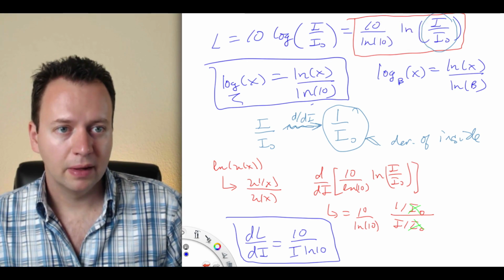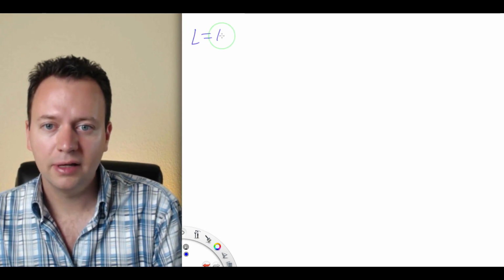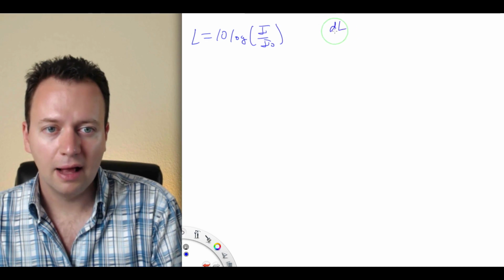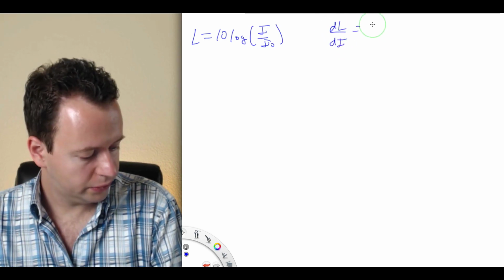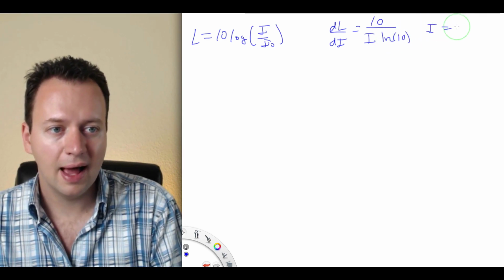Okay, so let's record our results so far. We had the formulas. Loudness was 10 times the log of I over I naught. The dL/dI was equal to 10 over the intensity times the ln of 10. And then we also had I is equal to some constant over R squared.